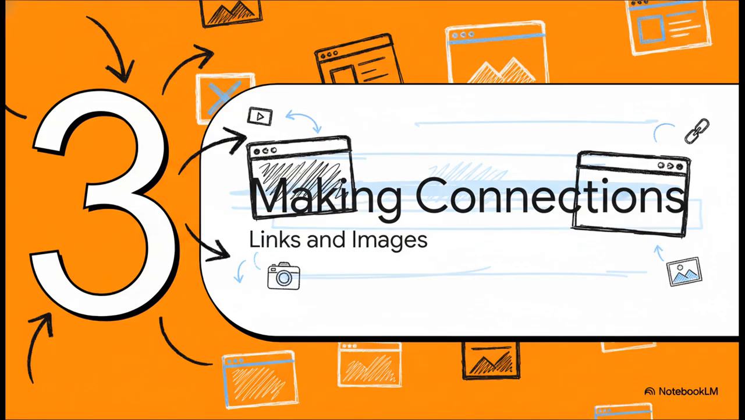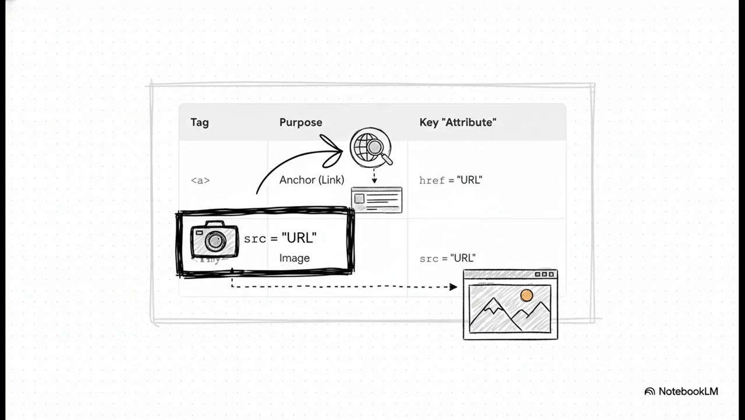It's connected, it's visual. So now let's look at how HTML brings in two of the most important things on the web, links and images. So here we have two really powerful tags, and they work a little bit differently. They use something extra called an attribute. An attribute is just a piece of extra information that tells the tag how to do its job.